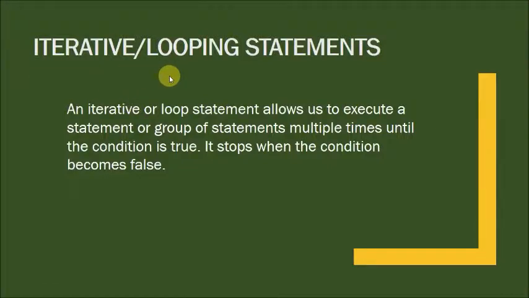Now what are iterative or looping statements? An iterative or loop statement allows us to execute a statement or group of statements multiple times until the condition is true. It stops when the condition becomes false. So we can execute a particular statement or group of statements multiple times for a particular condition. If the condition is true, the execution will take place and the group of statements will continue to execute, and when the condition becomes false, the execution stops.